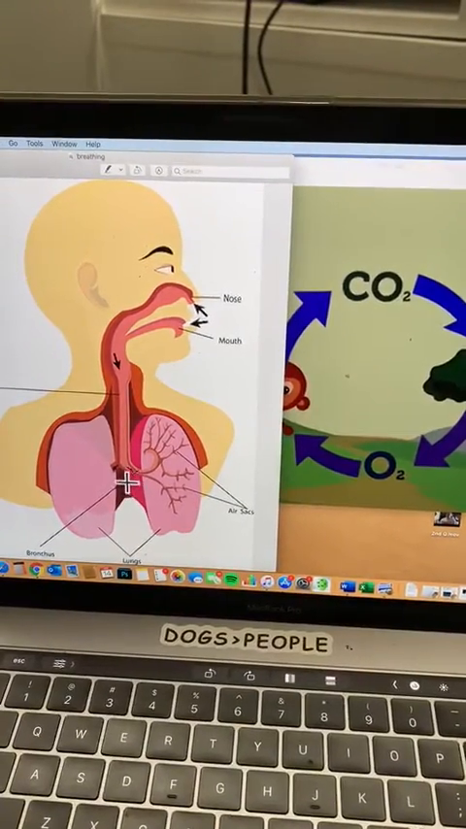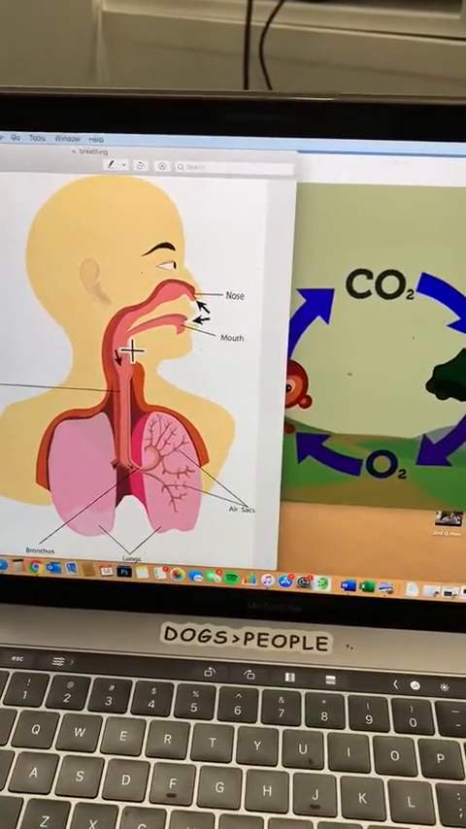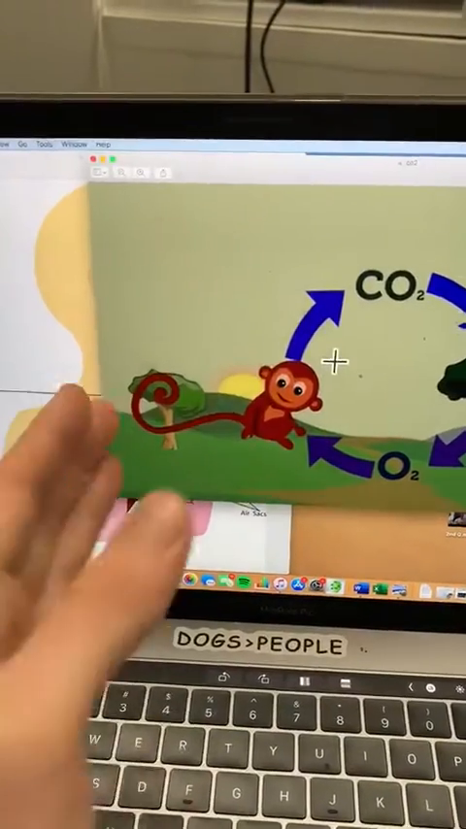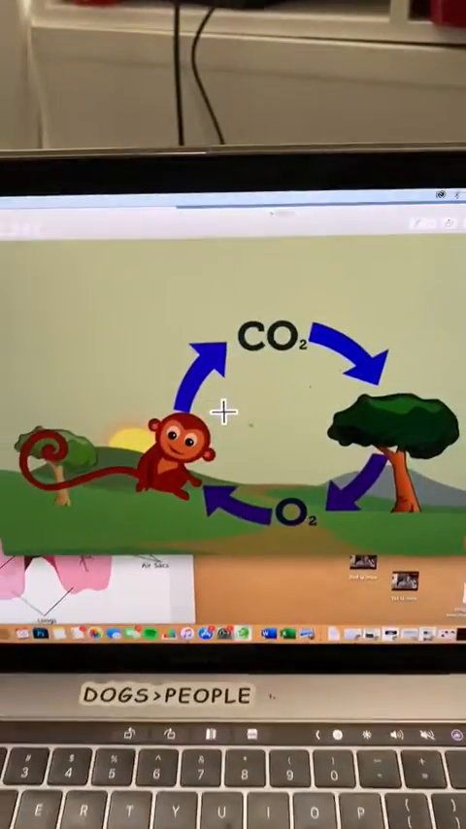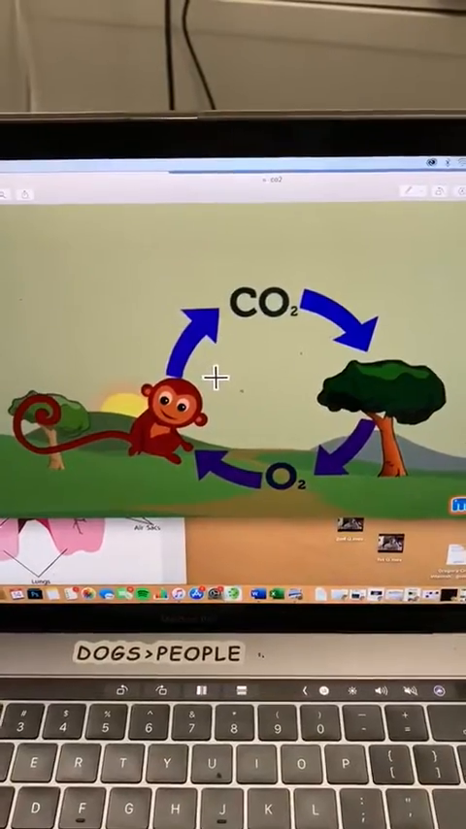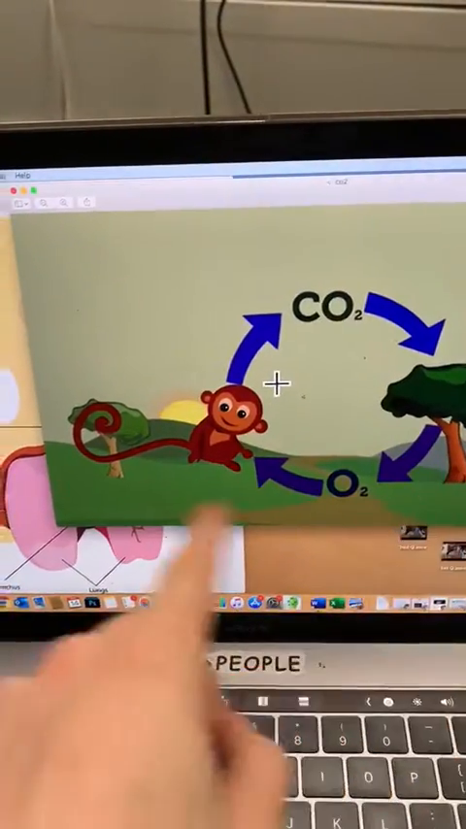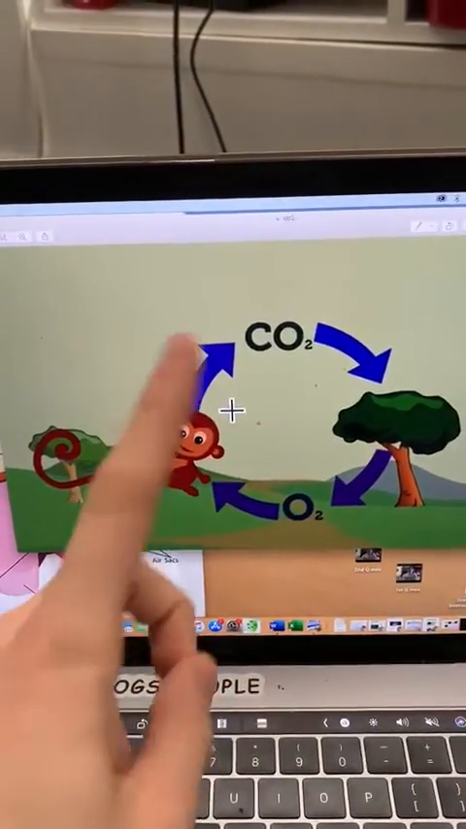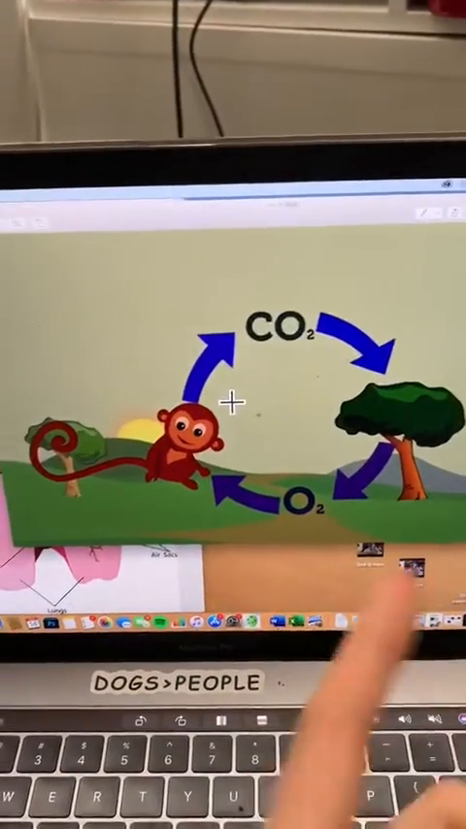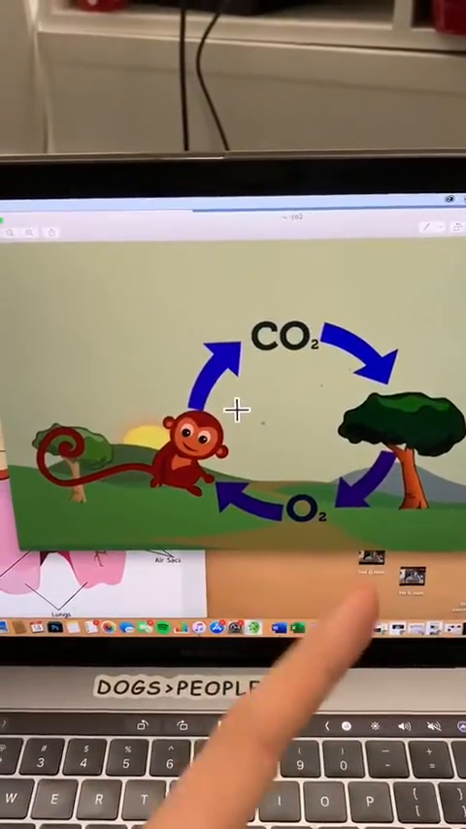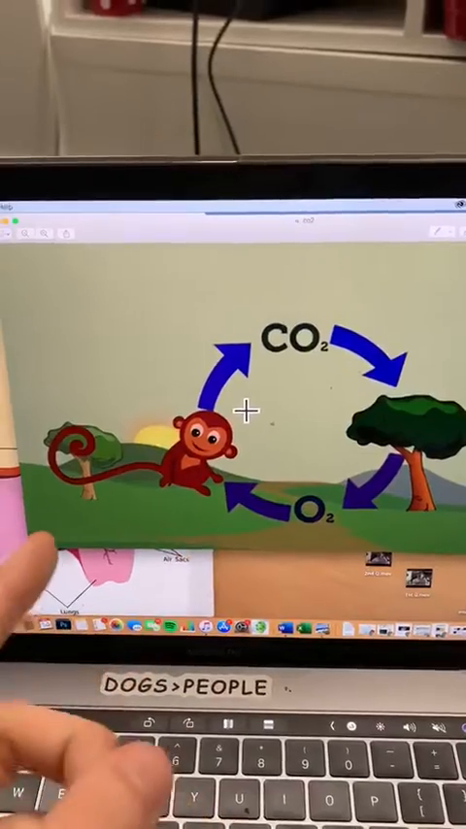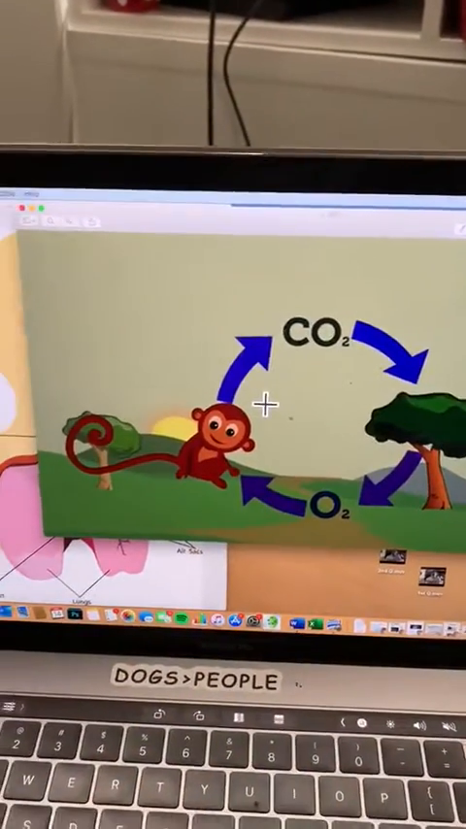And then once our body's done with that, and we have all this carbon dioxide in our body, we have to breathe it out. But the great thing about our world is that trees give us what we need, and we give them what they need. So, trees make oxygen, plants make oxygen for us to breathe, and then we give off CO2 for them to breathe.